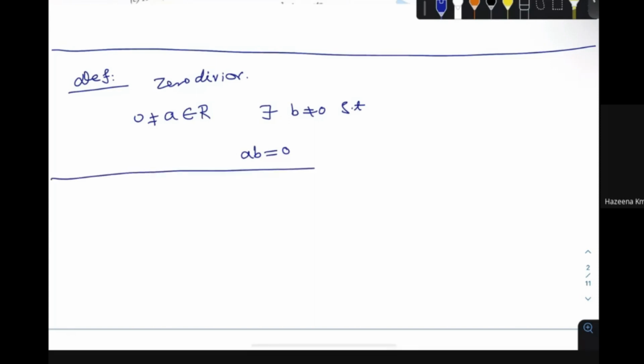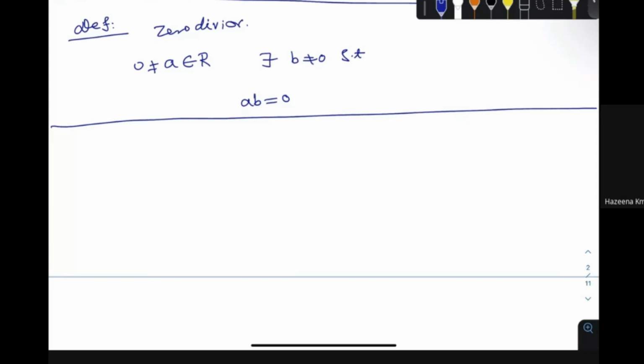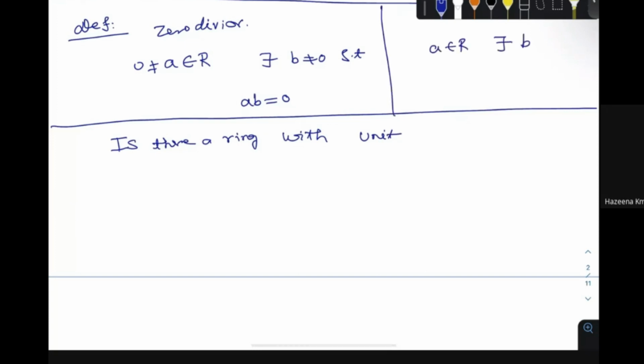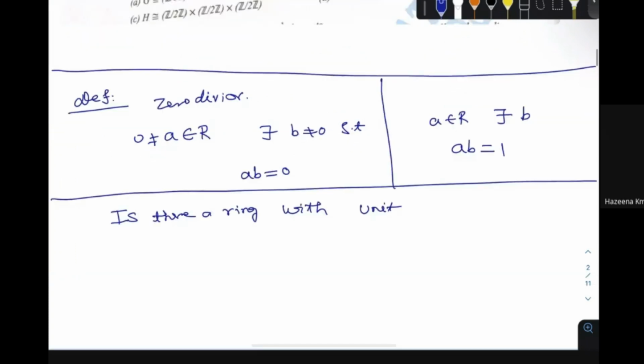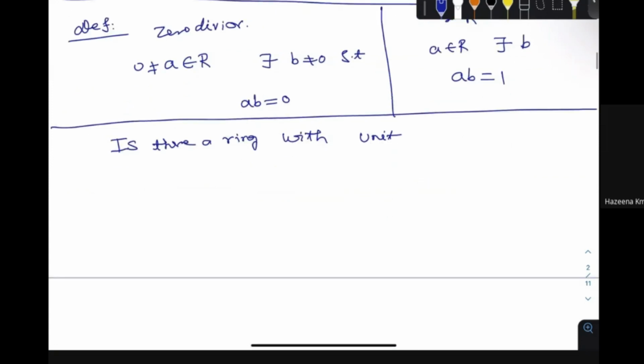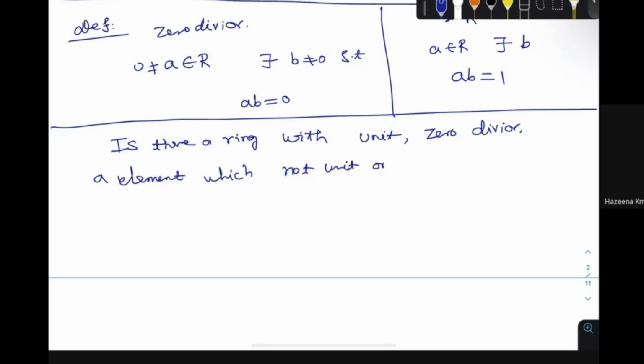Okay. So there is one interesting question. It's from NBHM and CSIR. That's why I didn't mention it, because it's been asked from various perspectives with different wording. But essentially the question is: is there a ring with unit? What is a unit? In a way, a unit means A belongs to R and there exists B such that AB equals 1. Of course, the ring should have the 1. So there is a beautiful question. Is there a ring with unit, and zero divisor, with at least one element which is neither a unit nor a zero divisor?